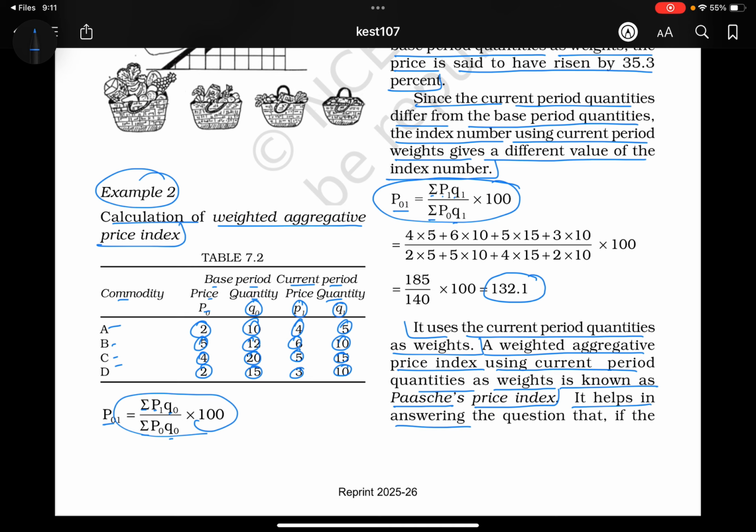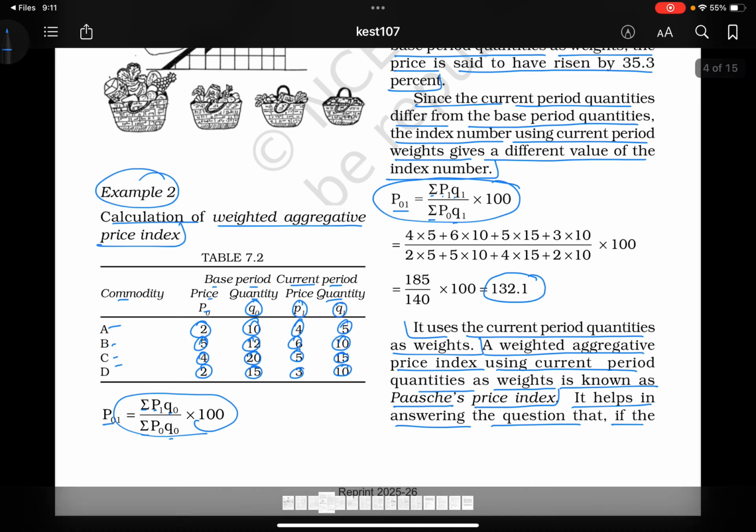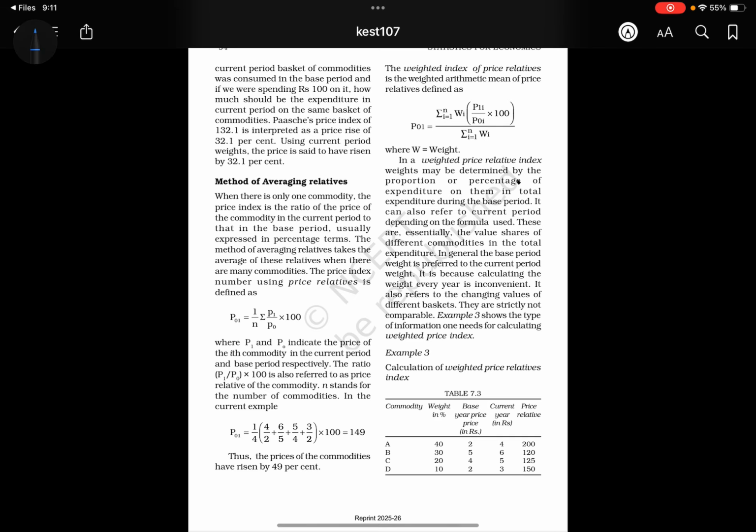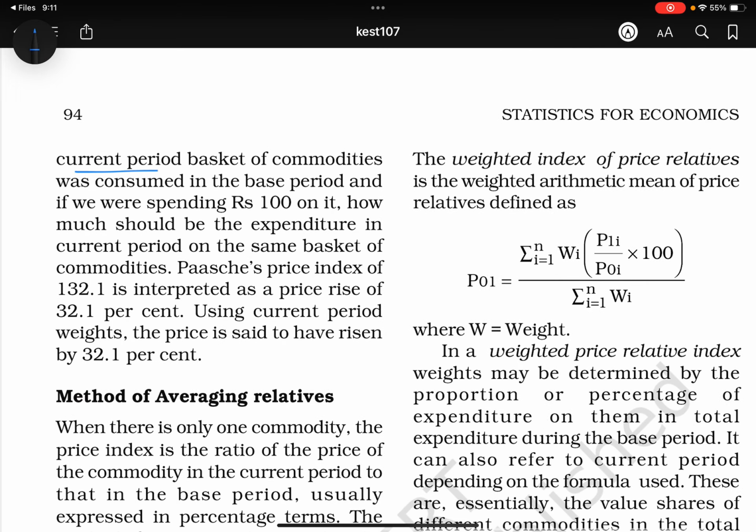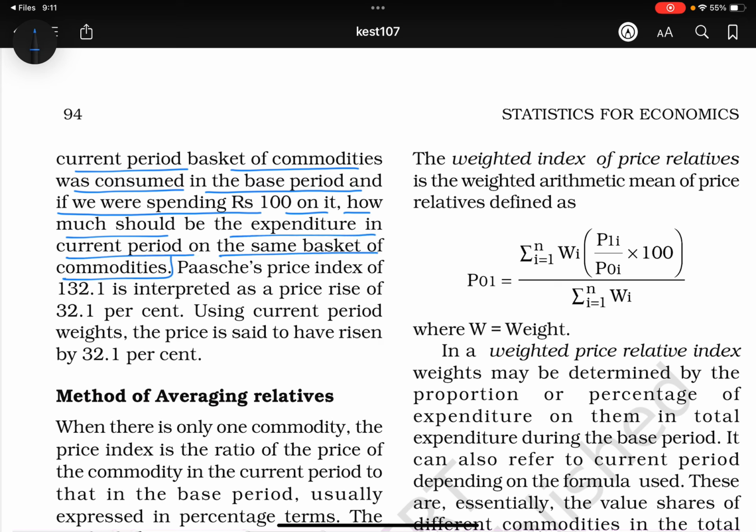It helps in answering the question that if the current period basket of commodities was consumed in the base period and if we were spending rupees 100 on it, how much should be the expenditure in current period on the same basket of commodities?